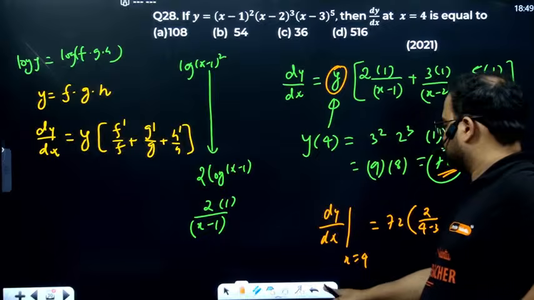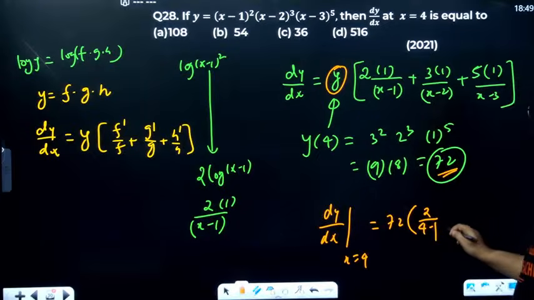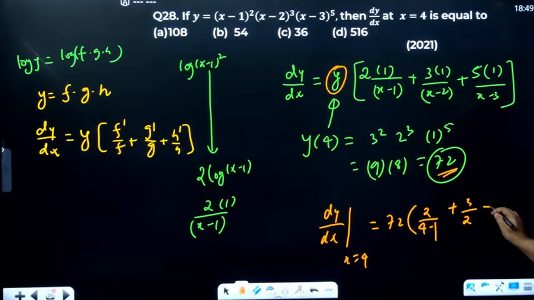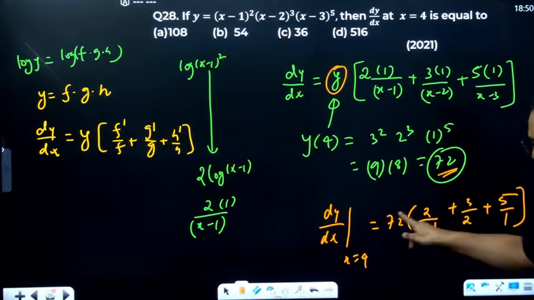4 minus 1 plus 3 upon 4 minus 2, which is 2. And this is going to be what? 5 upon 1. If you look carefully, you don't have to solve this.